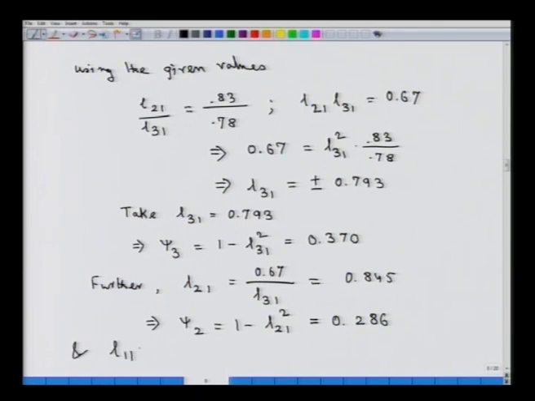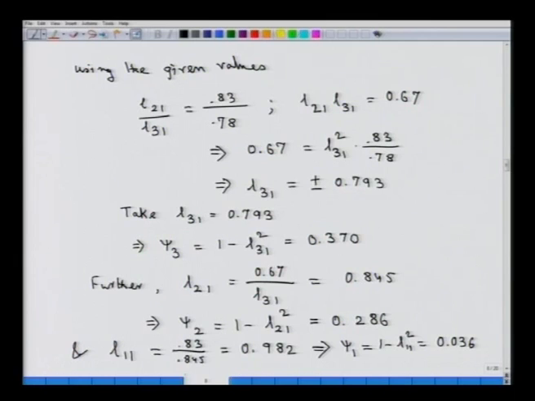And we can also solve for L11, because now we have the L21 value and the L31 value known to us. So, this turns out to be 0.83 divided by L21. L21 is 0.845. So, this value turns out to be 0.982, which in turn is going to give us this psi 1 factor, which is 1 minus L11 square, and thus this is going to be equal to 0.036, right. So, this is the entire solution.